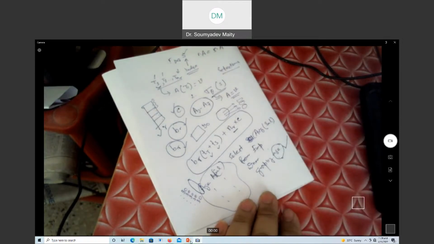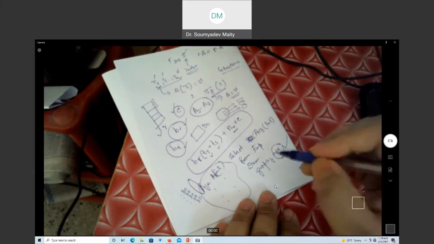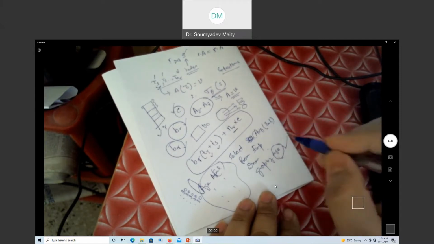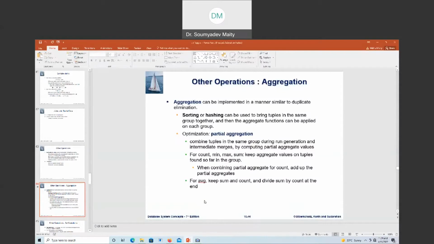Another optimization you can do, since aggregate functions like average, maximum, minimum are associative, that means you can perform them in any order. So when you are doing the sorting itself, if you are using an external sort merge algorithm, then in the intermediate run files, you can generate the aggregate values like the average salary, maximum salary, etc. You can calculate on the run files. And if you take the aggregate of those aggregated values, then also the result will be the same.